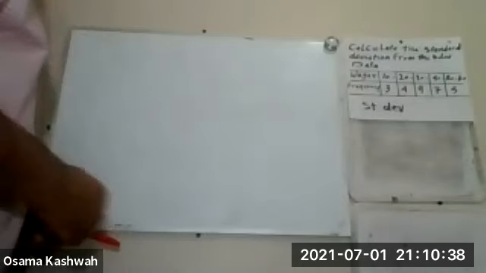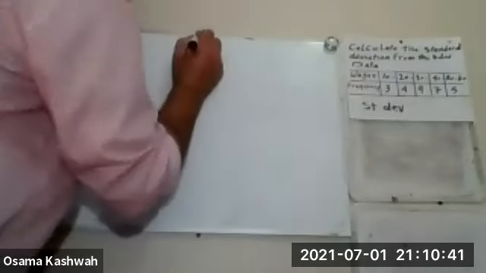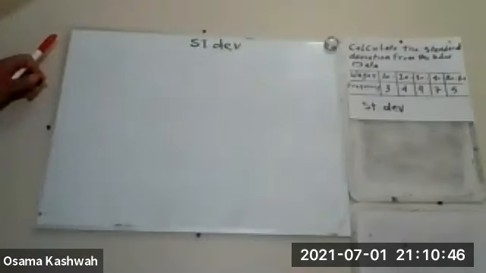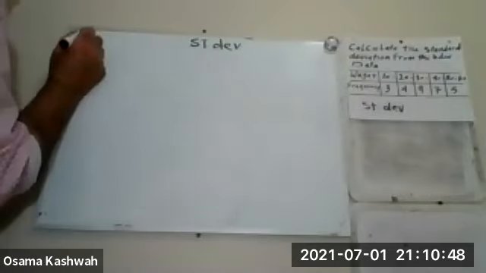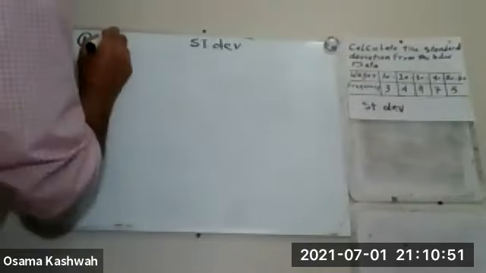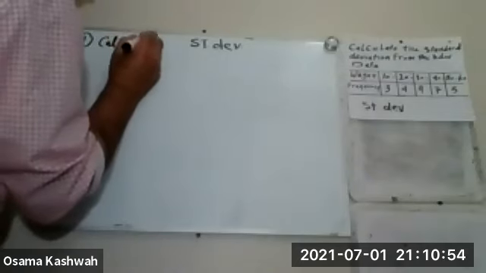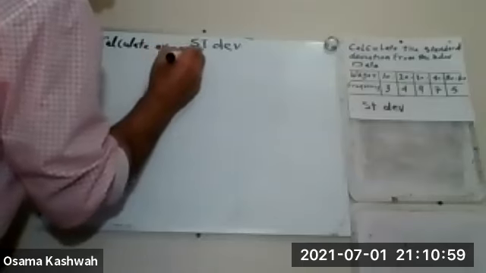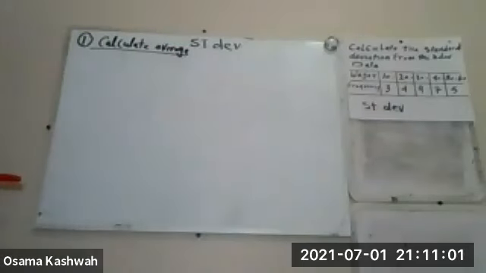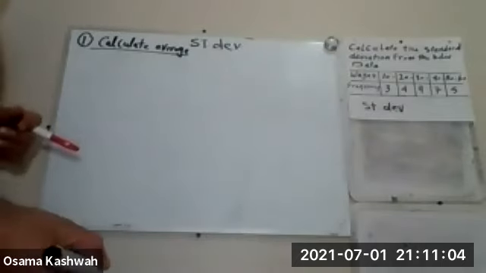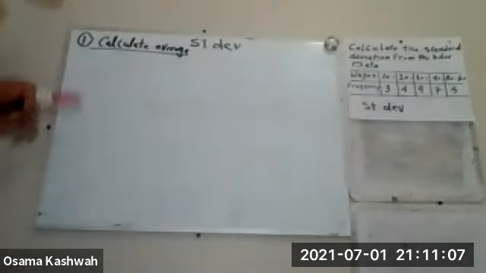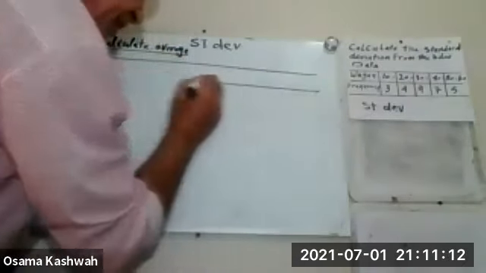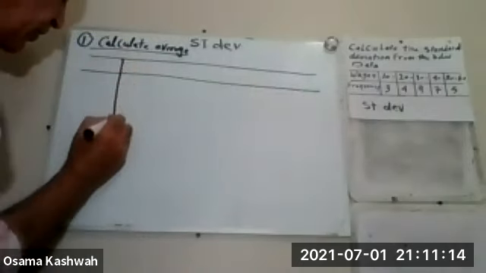To calculate the standard deviation, the first thing is to calculate the average. We had the average before. Let us go to the table which we designed today for the standard deviation and our calculus.